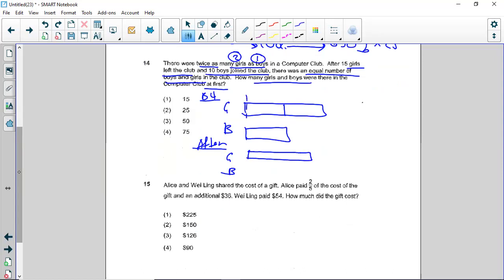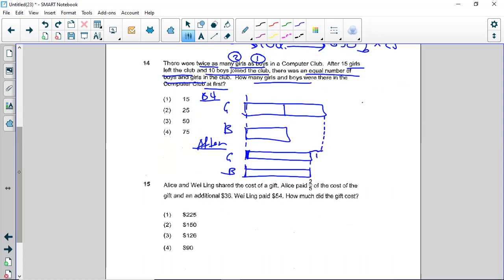Make sure your rectangles are at the same side, or they start at the same side. And then you have 10 boys join the club. So in the end, you have an equal number of boys and girls. So where is your 15? Your 15 is over here. Okay, you can do something like that.